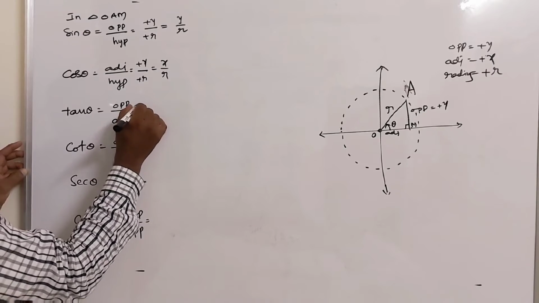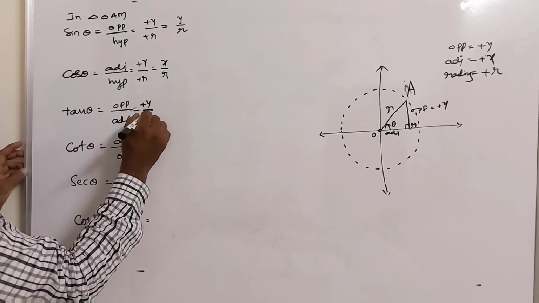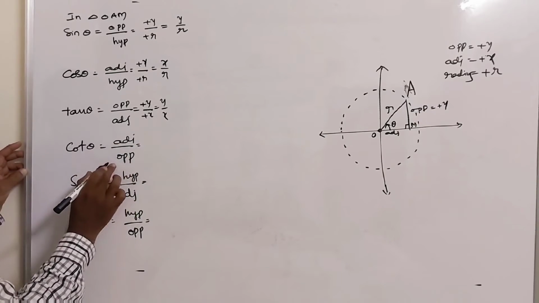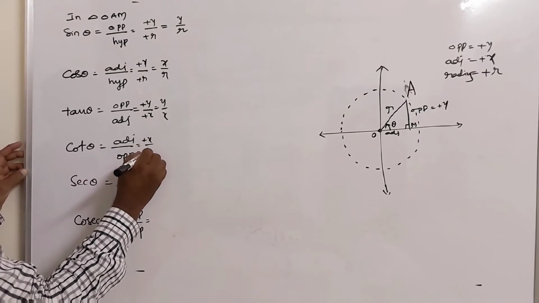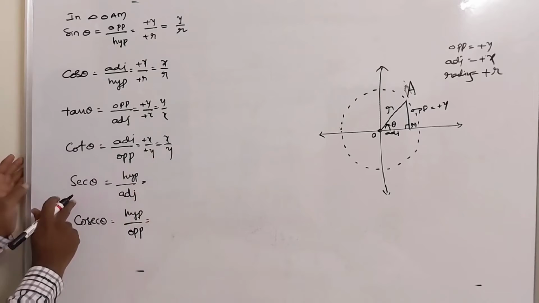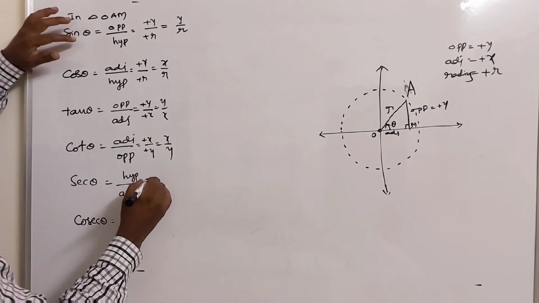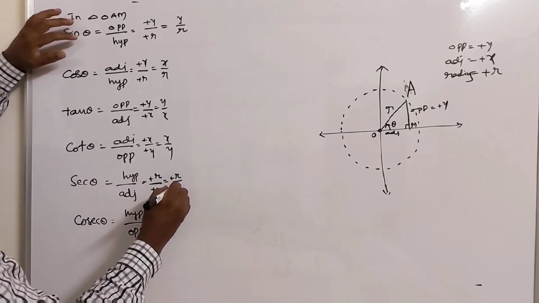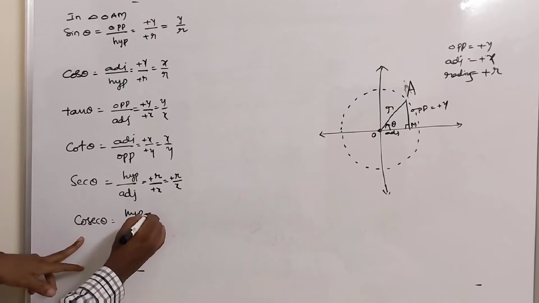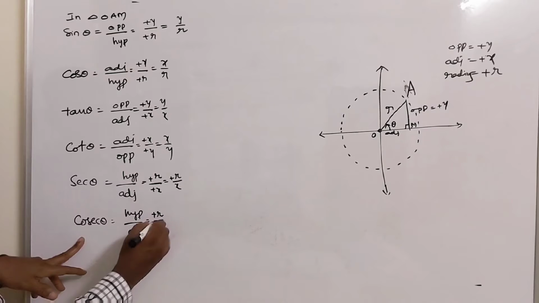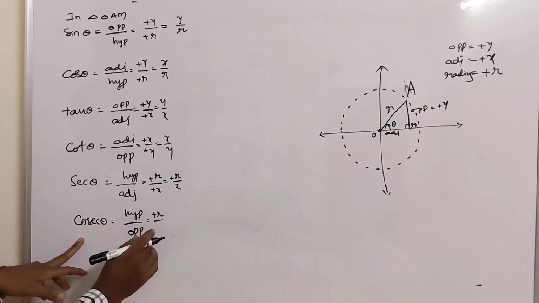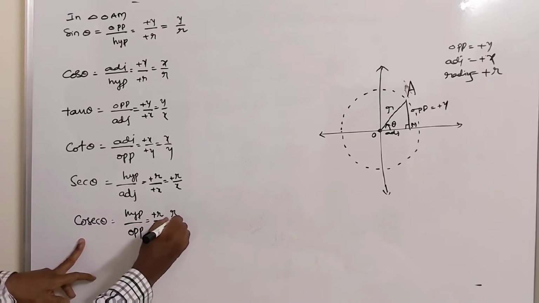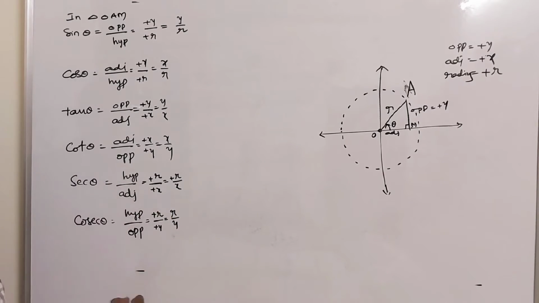Opposite side plus y by adjacent side plus x is equal to y by x. Adjacent side by opposite side, plus x by plus y, is equal to x by y. In secant theta, hypotenuse is plus r by adjacent side is plus x, that is plus r by plus x. In cosecant theta, hypotenuse is plus r by opposite side is plus y. Okay, this is cosecant theta.